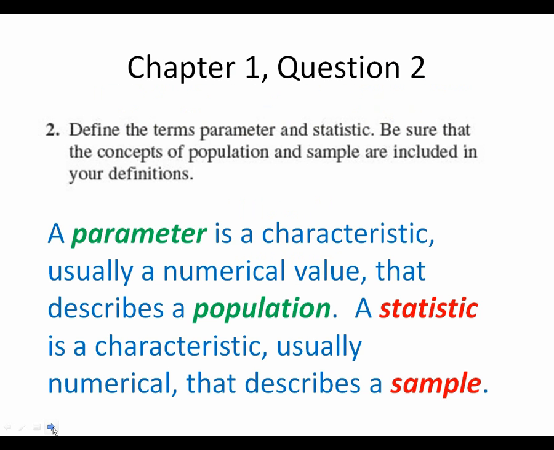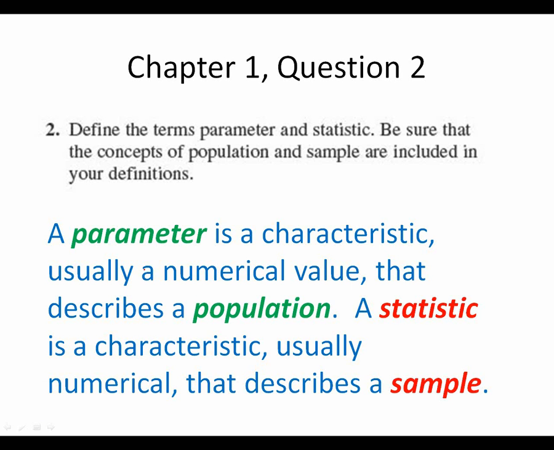So let's take the first one, and it's a pretty important one, actually. The question is to define the terms parameter and statistic, and be sure that the concepts of population and sample are included in your definitions. So I just wanted to read the question to you overall first. A parameter is usually a numerical characteristic that describes a population. Okay, and so a parameter goes with population.